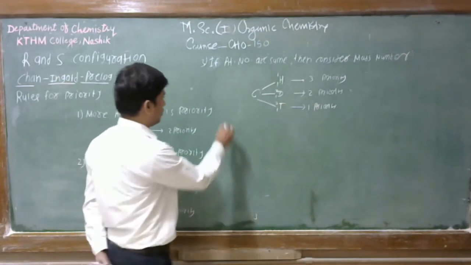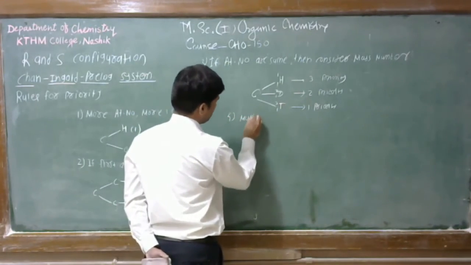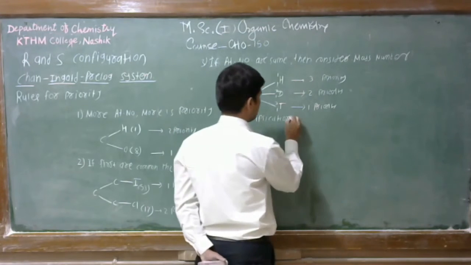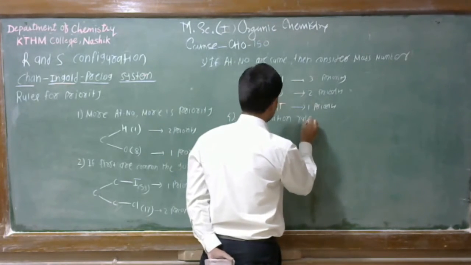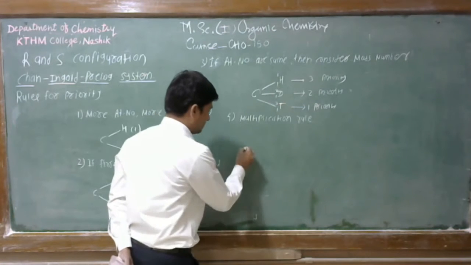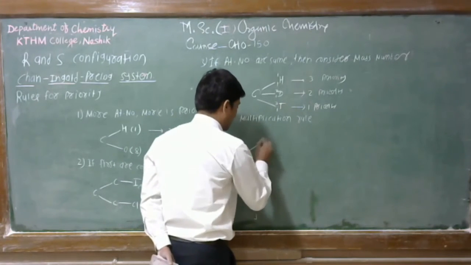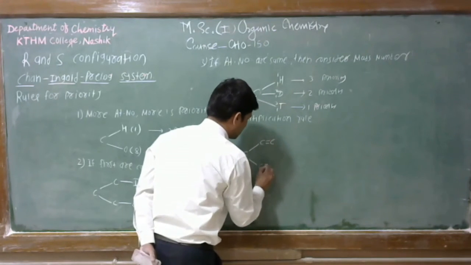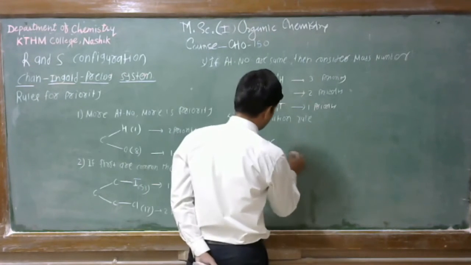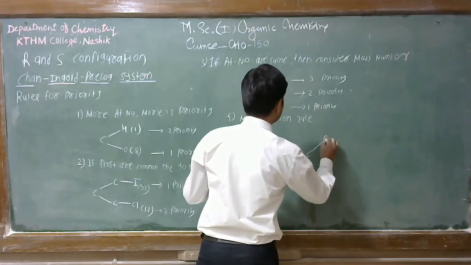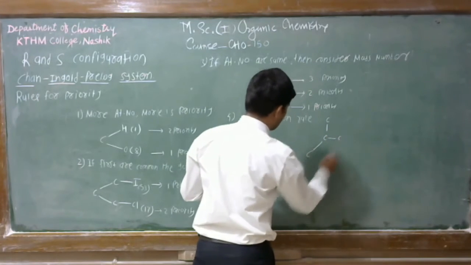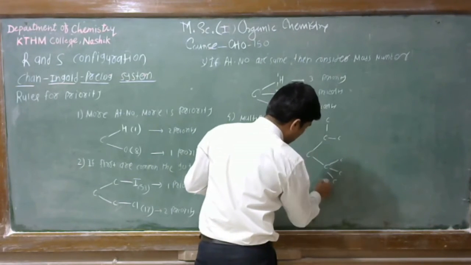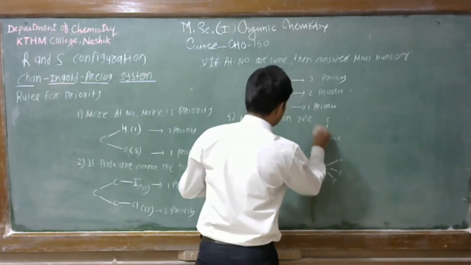Now the fourth rule is the multiplication rule. The multiplication rule is related to multiple bonds. If this carbon atom is attached by a carbon-carbon double bond and this carbon atom is attached by a carbon-carbon triple bond, then consider this carbon attached to this carbon atom, and this carbon atom is attached to two carbon atoms and this carbon atom is attached to another three carbon atoms. Therefore, this has the first priority and this has the second priority.